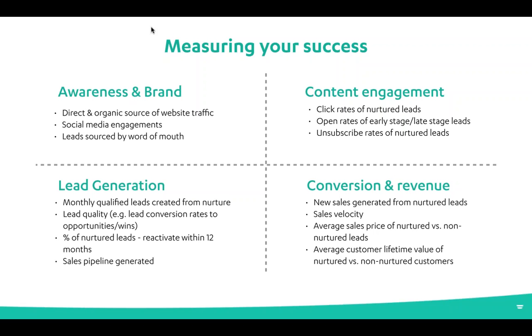For content and engagement, you can see really easily in Autopilot how many people are opening and clicking these emails. You'll notice there tends to be a trend of people in the mid and late stage tiers having a little more engagement, which makes sense because these are the people who have shown they're interested and engaged and are moving through with those accelerators. For lead generation, how many monthly qualified leads are you generating through nurture? What's the quality of these leads? And what percentage of these come back within 12 months? Because you really want to focus on building out that sales pipeline for your team.